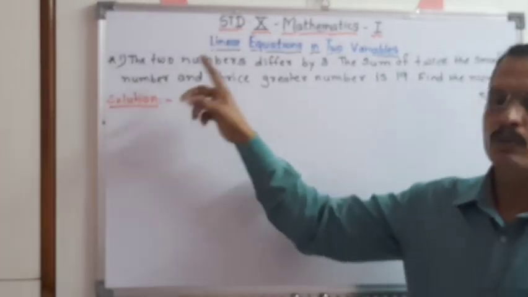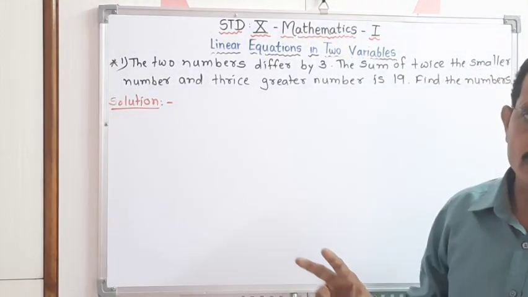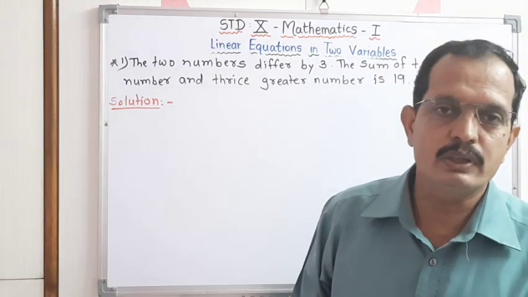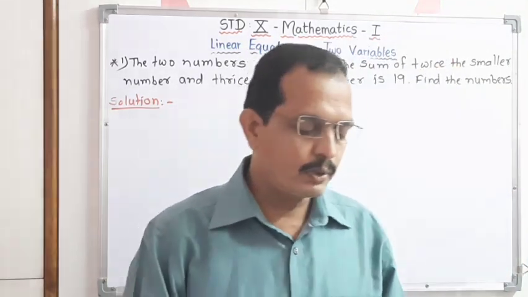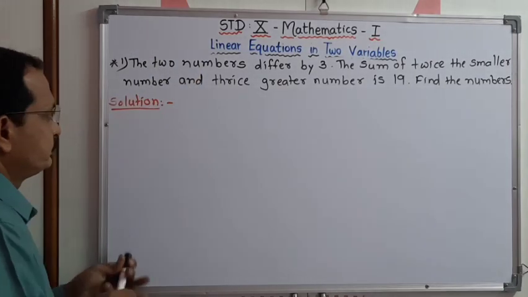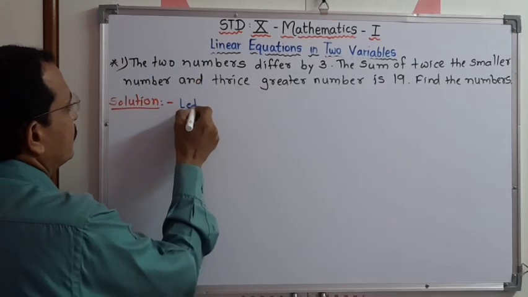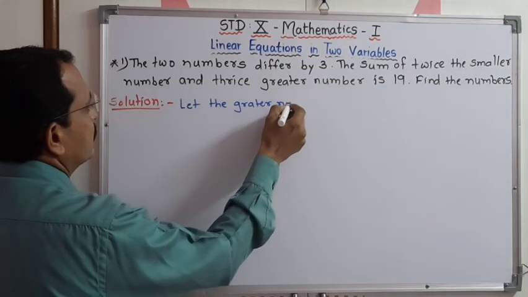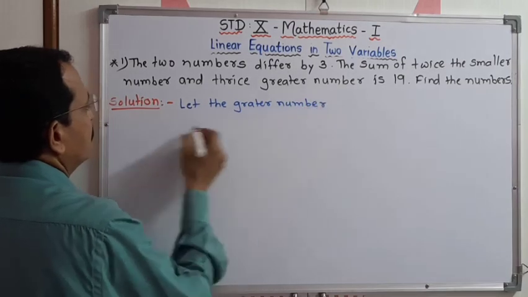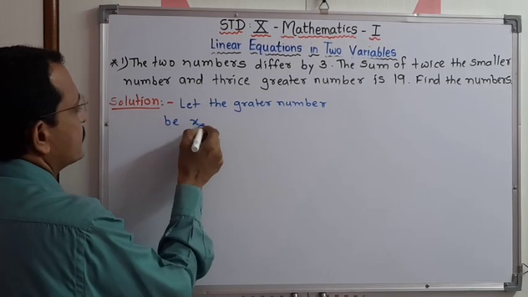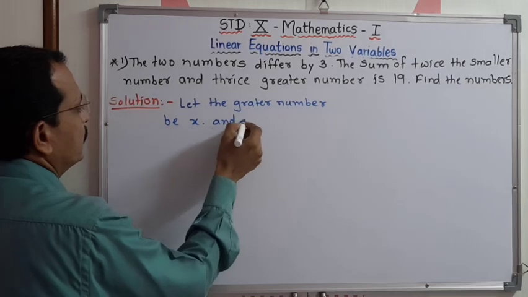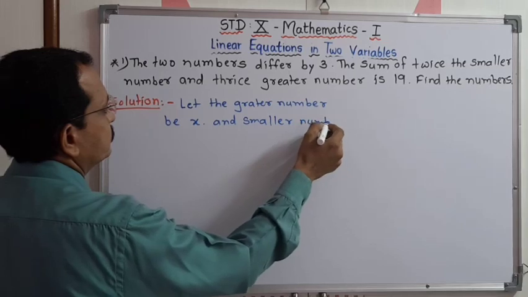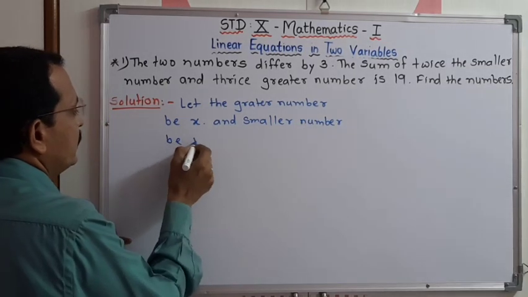Therefore, first of all, we have to find out two quantities. We have find it out here, that is one is a greater number and another one is a smaller number. Therefore, we have to write here let the greater number be x and smaller number be y.